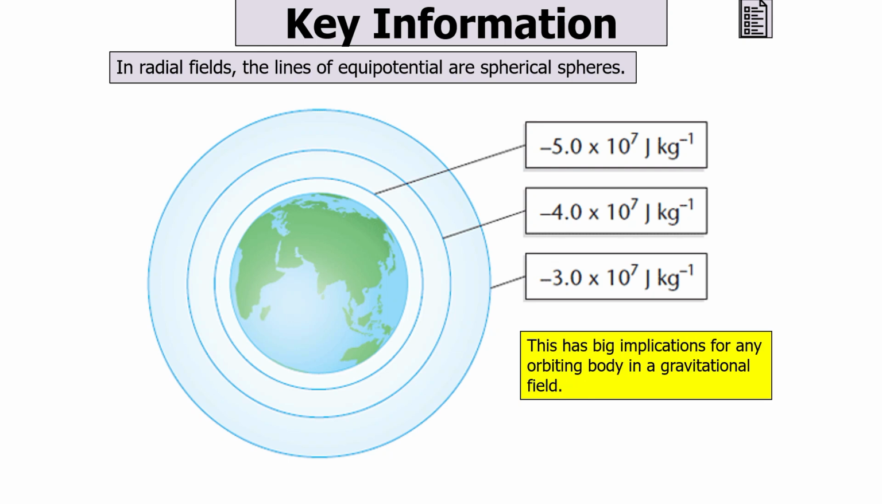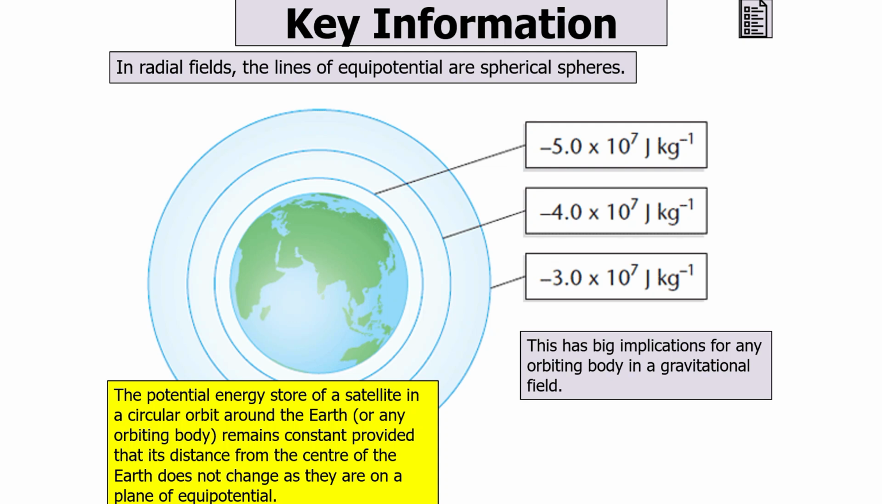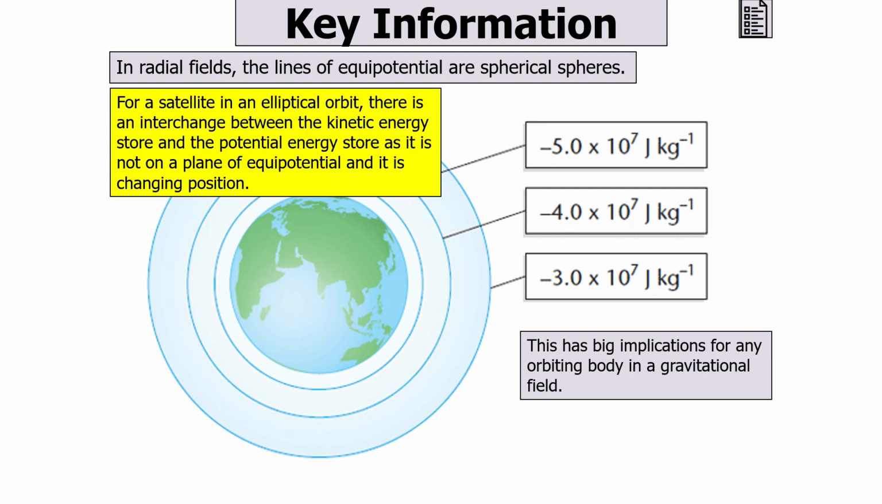Now this has big implications for any orbiting body in the gravitational field. The potential energy store of a satellite in a circular orbit around the Earth, or any orbiting body, remains constant, provided that its distance from the centre of the Earth does not change, as it's on a plane of equipotential. For a satellite in an elliptical orbit, there is an interchange between kinetic energy stores and potential energy stores, as it's not on a plane of equipotential and is therefore changing position.